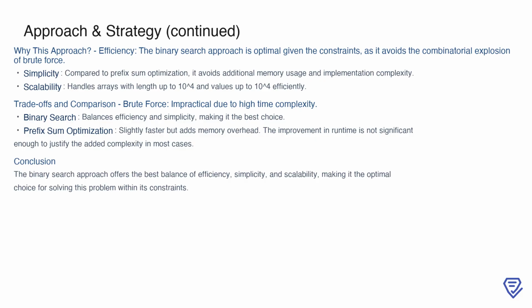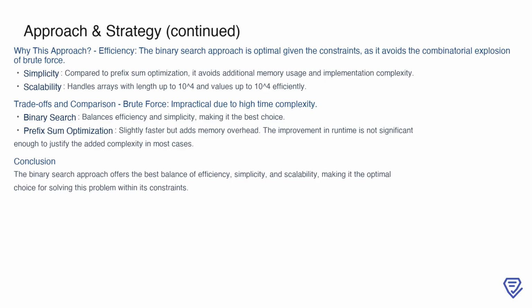The binary search approach is the best choice for this problem because it strikes the right balance between efficiency, simplicity, and scalability. Compared to brute force, it avoids the combinatorial explosion of possibilities, making it feasible for larger arrays. While the prefix sum optimization adds a slight speed advantage, the additional memory usage and complexity don't offer enough of a benefit in most scenarios.